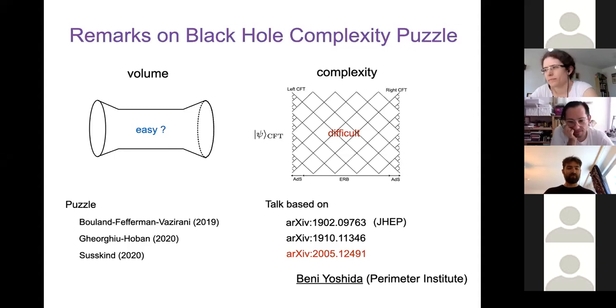Basically, we have a puzzle. Volume is easy, but the complexity is difficult on the boundary. And then that is a puzzle. And then in today's talk, I would like to present a possible resolution of this puzzle. And this talk is based on the most recent paper of mine, but key quantum information theoretic techniques have been already developed in my previous papers.